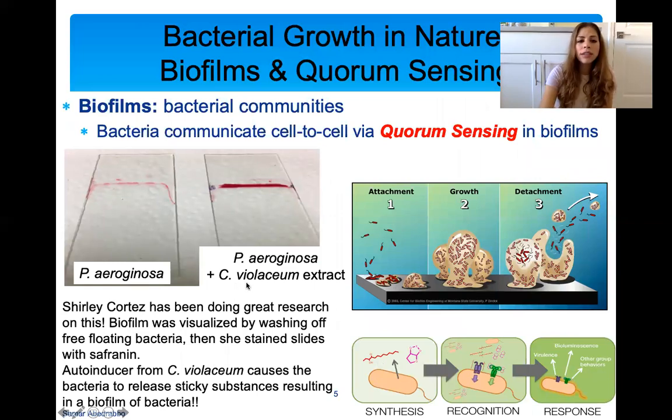Here we see quorum sensing in lab. So here is Pseudomonas bacteria, Pseudomonas aeruginosa. When we added Pseudomonas aeruginosa, which does quorum sensing, and another bacterial extract, we see that the autoinducer or signaling molecule induces the bacteria to produce a biofilm. So you see this thick layer of bacteria on this slide in lab.